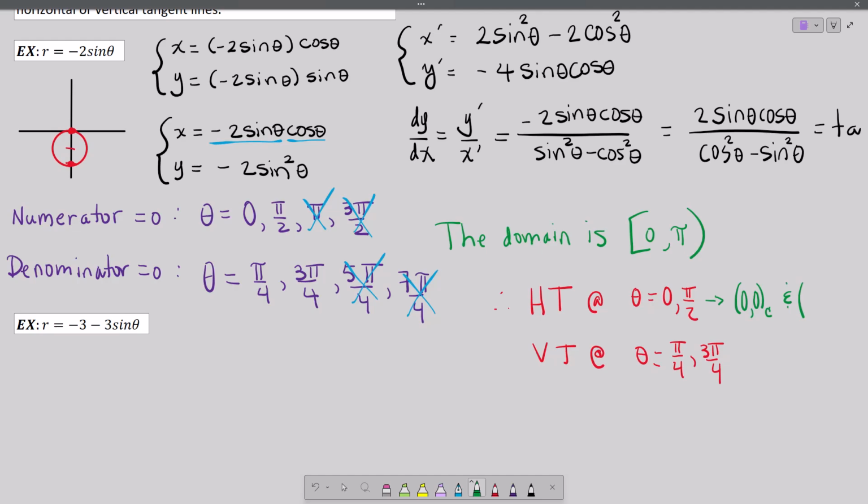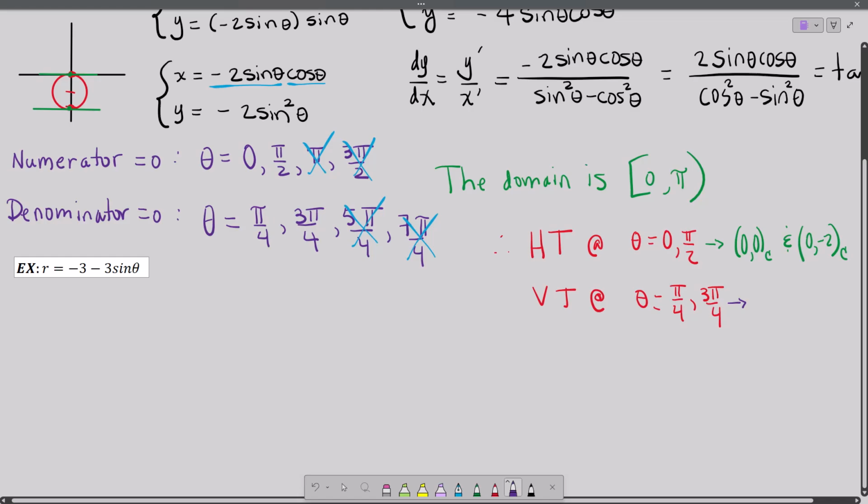when theta is pi over 2, we come up here. Cosine of pi over 2 is 0, sine of pi over 2 is 1, so negative 2, so 0 comma negative 2. So this is Cartesian. So we come over here. Here are the two horizontals. 0 comma negative 2 and 0 comma 0. Those are our horizontals. And then let's go purple for the verticals.